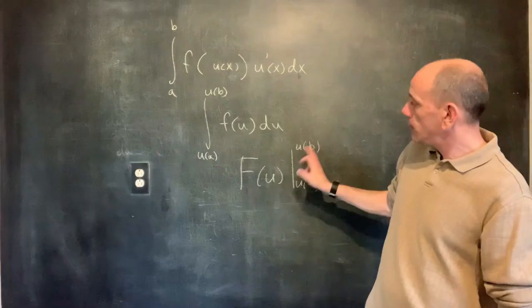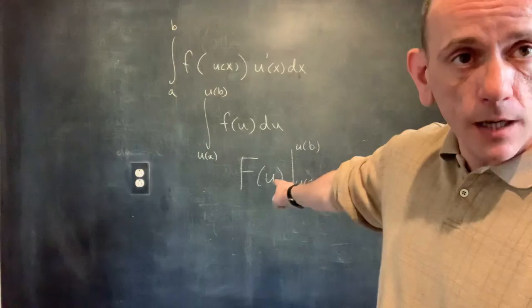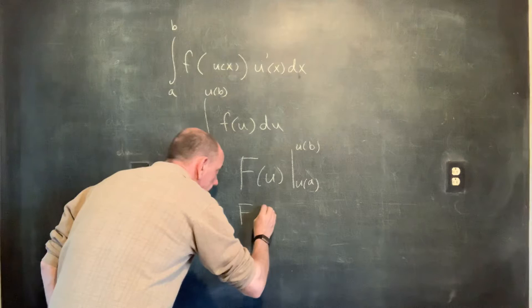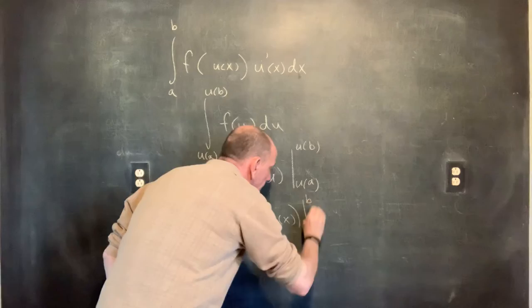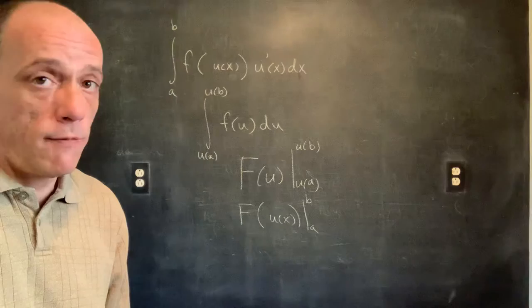Or I can leave the bounds as x values, but back sub. I'm going to have to back sub the u in terms of x. So this would be u of x barred at b and a. And very often, students want to do that. They don't want to change the bounds. They just want to back sub. It's a 50-50 shot. Fine. Fair enough. It doesn't matter, really.